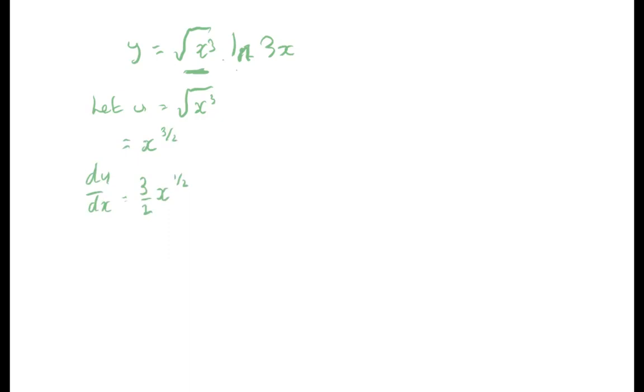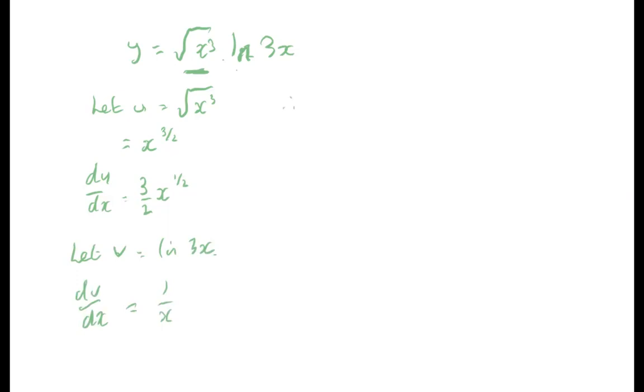All right. And then we'll let v equal ln 3x. dv by dx is equal to 1 over x.